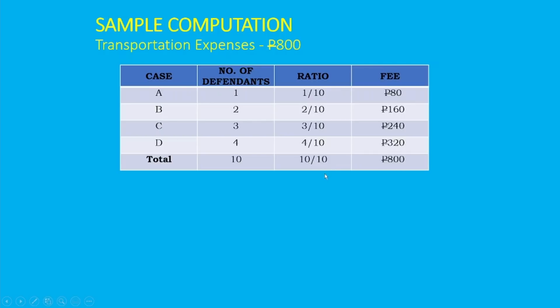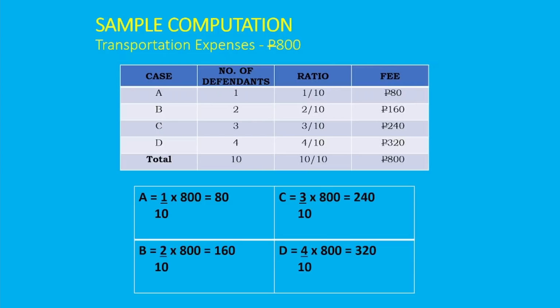This is how the total transportation expenses should be apportioned if the sheriff or process server serves court processes for different cases in one area at the same time. So this is the formula: A, B, C, D. Okay.